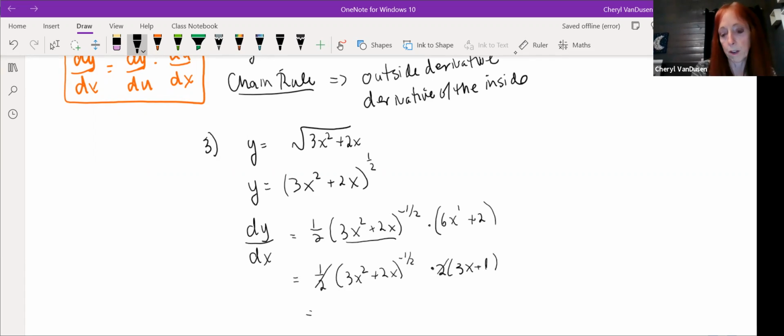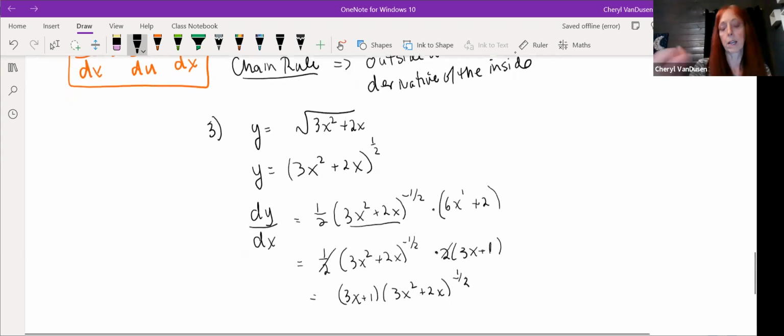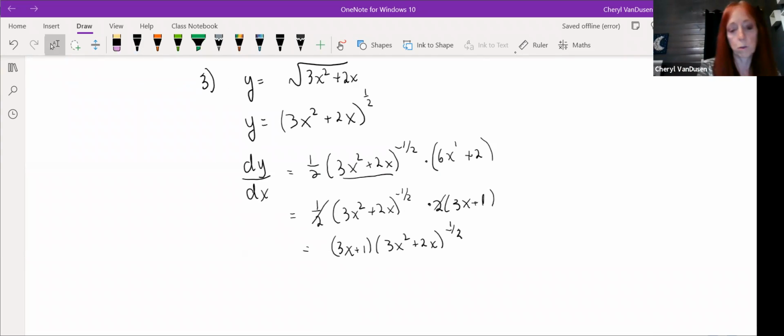And so for my final answer, it doesn't matter which order you put it in. I like the 3x plus 1 to go in front, but it totally does not matter. And there would be our final answer. And if you wanted, you could put the minus a half power underneath as the square root. Make sure you finish off by saying dy dx. So again, that's an expression for the slope of the curve at a point. If I gave you an x value, you could plug it in and get a number.